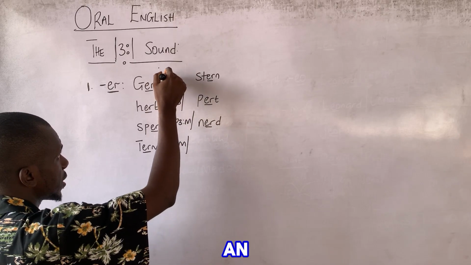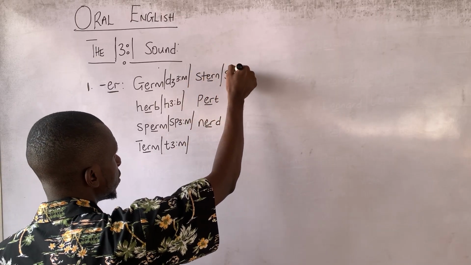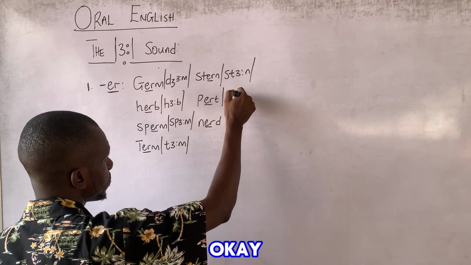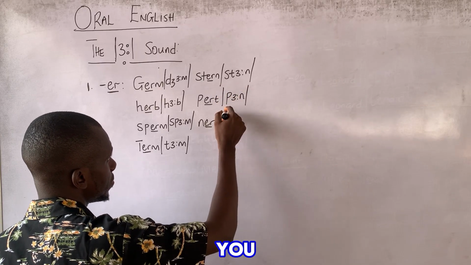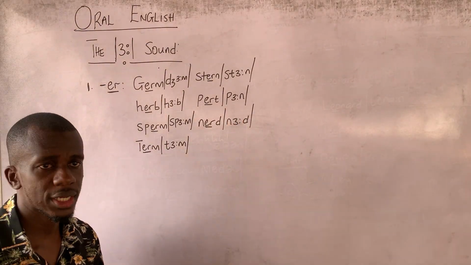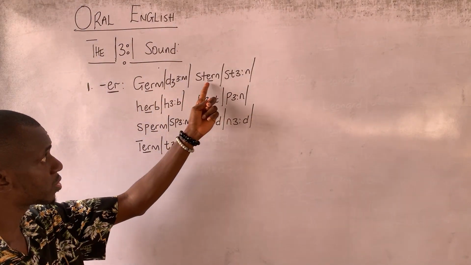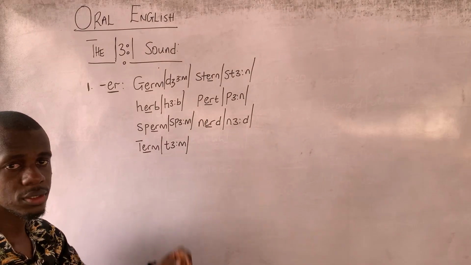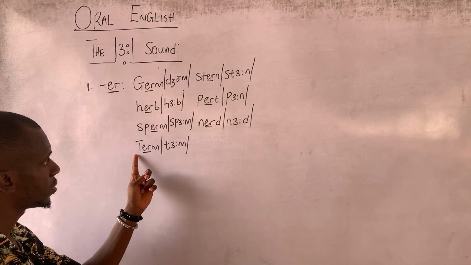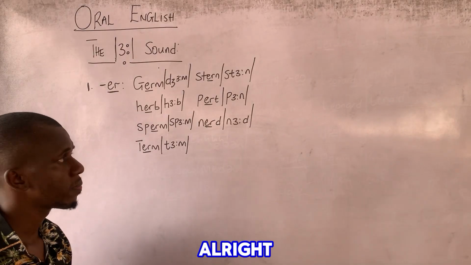No man is an island, true. We still make mistakes, but at the end of the day, practice is a step towards perfection. Practice helps you make mastery of whatever it is you seek to learn. So this is germ, herb, sperm, term, stern, pert, nerve. I'll take that again. Germ, herb, sperm, term, stern, pert, nerve.